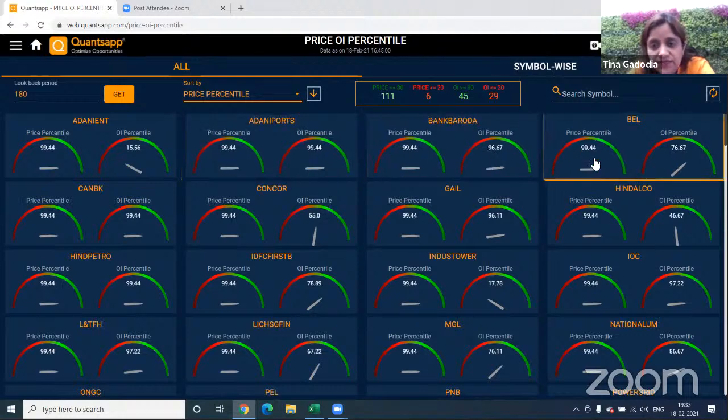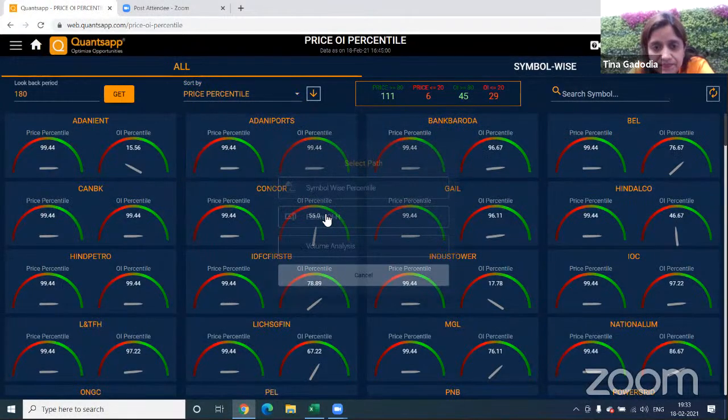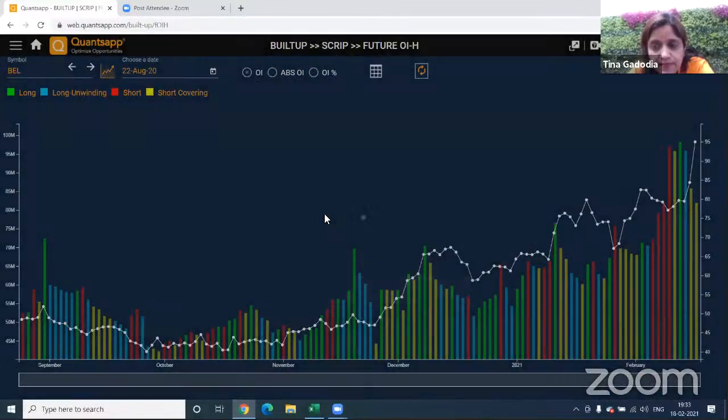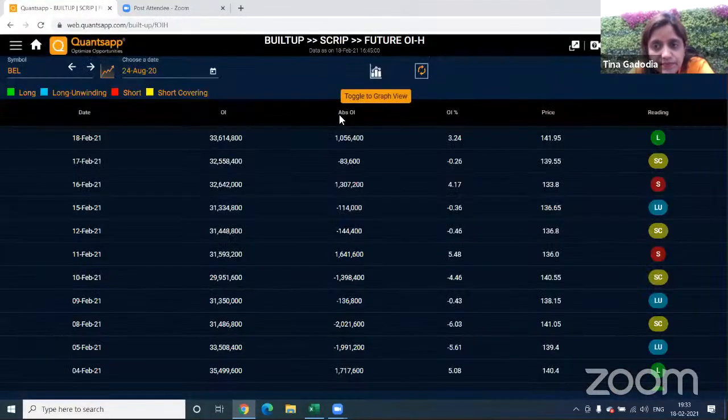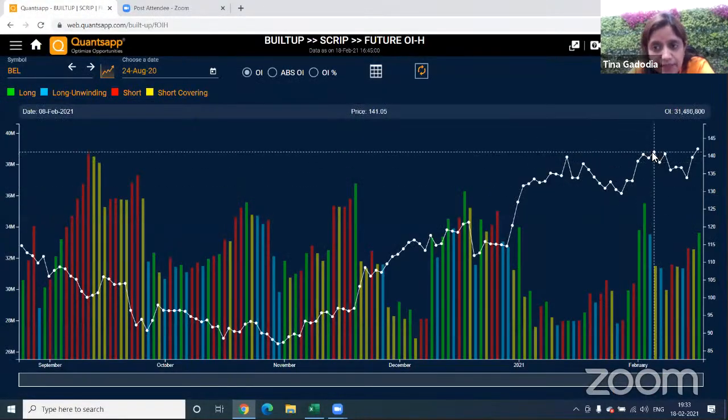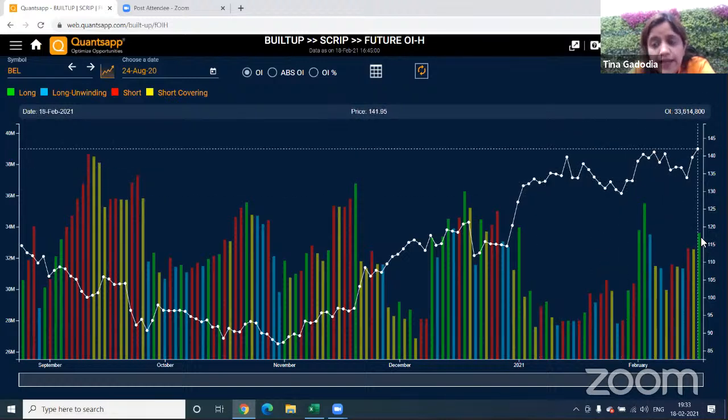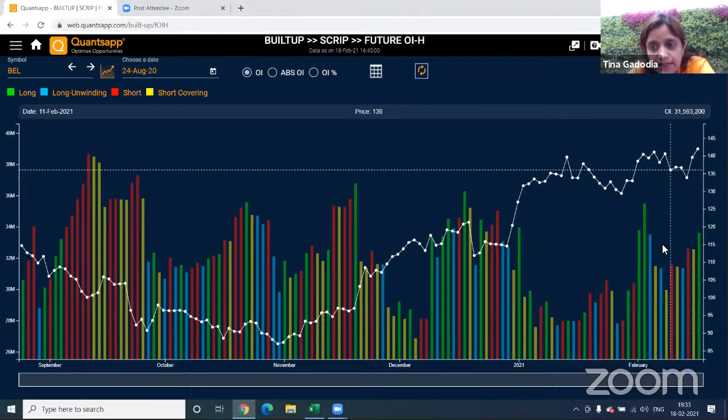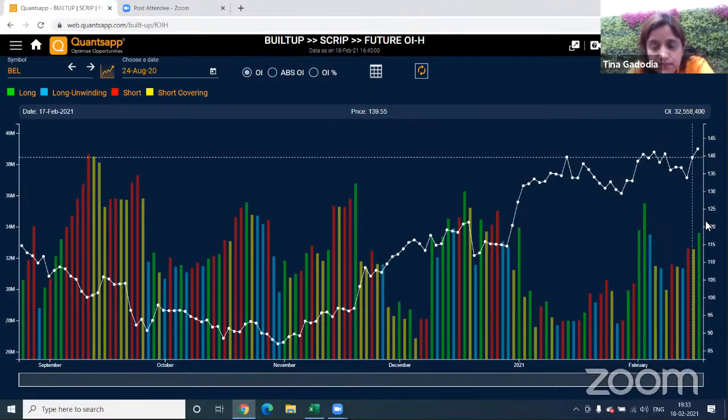Say, for instance, if BHEL is there, we see there is a breakout. The price is going up now. OI is gradually increasing. Though it is not at the highest point, it has started picking up momentum. So it could be one of the stocks to be considered.